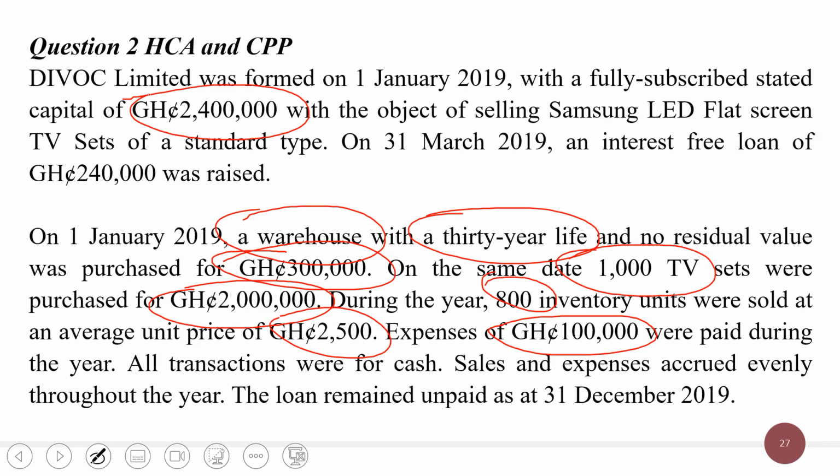That's your capital for the statement of financial position. You have the loan, and then you have the carrying value of the warehouse, cost less accumulated depreciation. You will have your inventory. Then you have cash. So you are going to build cash from all this information and get your cash balance as well for your statement of financial position.